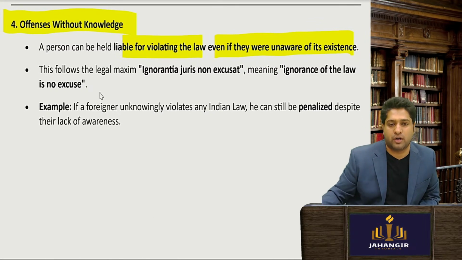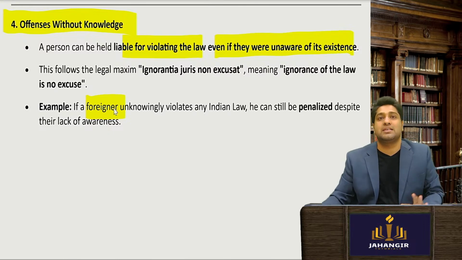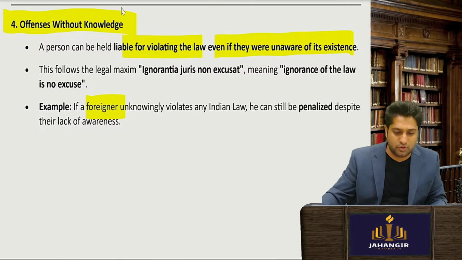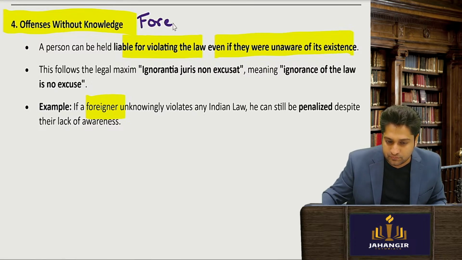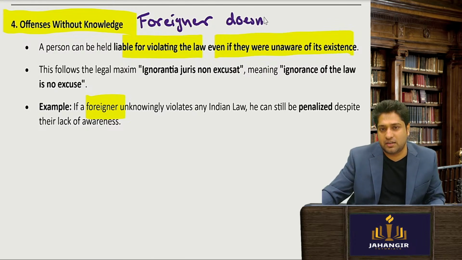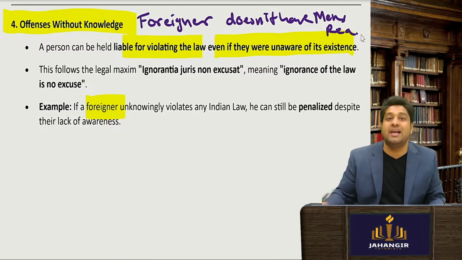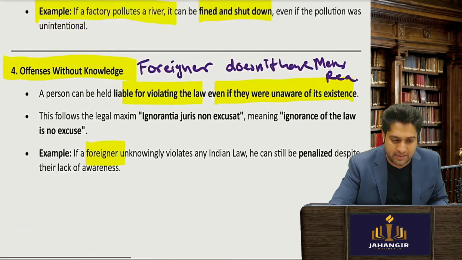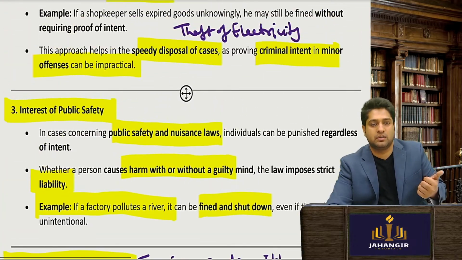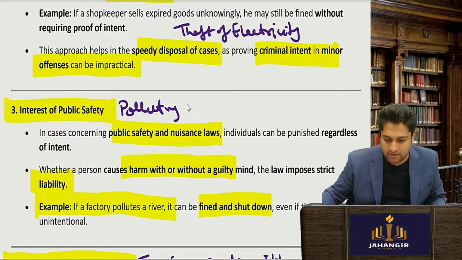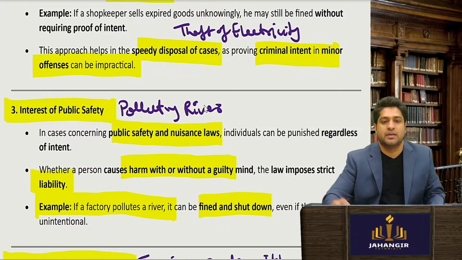Best example is a foreigner. A foreigner comes into India and says, I don't know the law, I didn't have the intention. So knowledge. The best example here is a foreigner. He doesn't have mens rea, but violated Indian law, so will be held liable. So 4 cases they have given you. Foreigner, public safety, like polluting a river, is also covered.